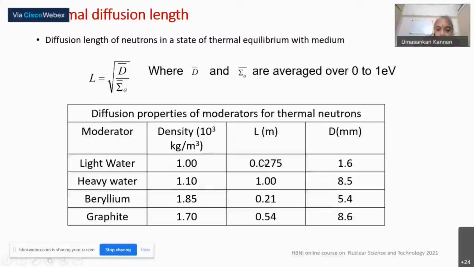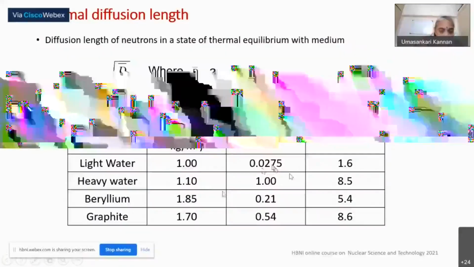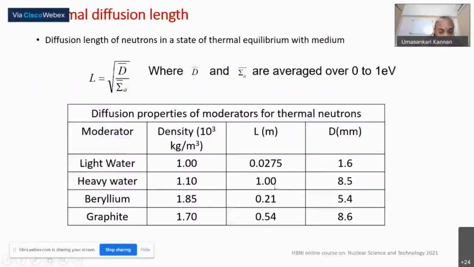You can see that for light water, as I had already impressed upon you yesterday, L is of the order of 2.7 centimeters. And for heavy water, it's about 1 meter. So heavy water lattices are going to be spaced far apart. Heavy water reactors are going to be huge in dimension, and light water reactors would be a little smaller in dimensions. And the diffusion coefficient for heavy water is about 8.5, beryllium is 5.4, and so on.